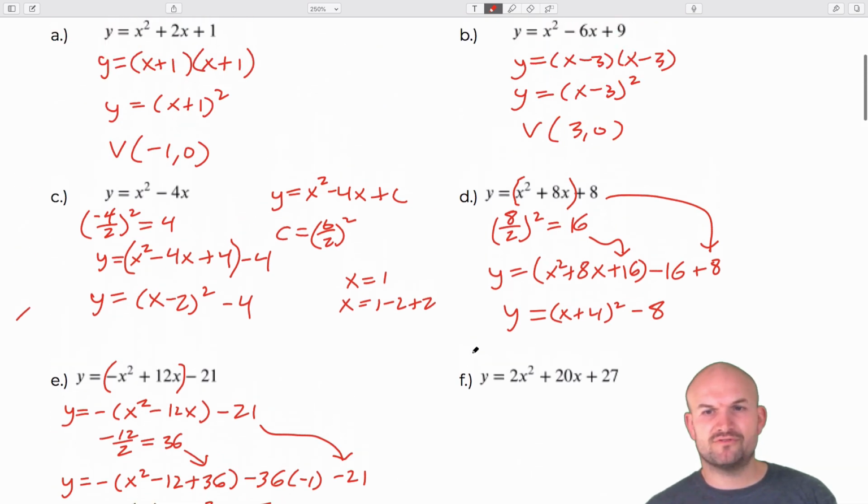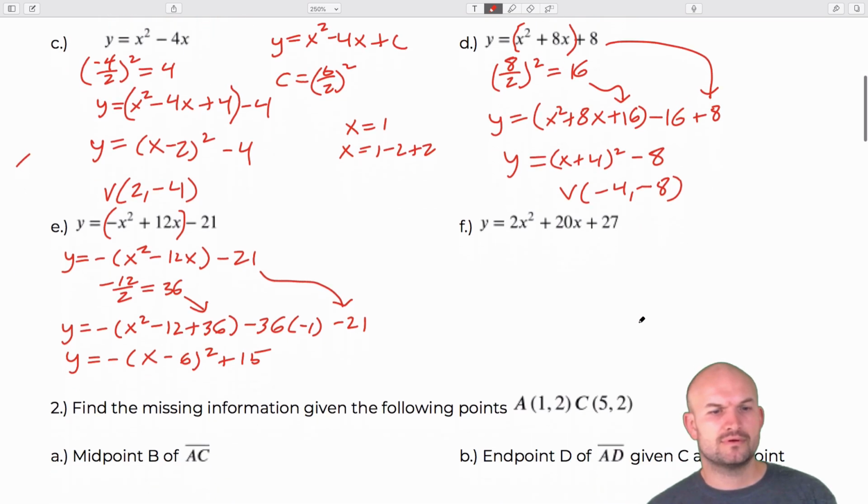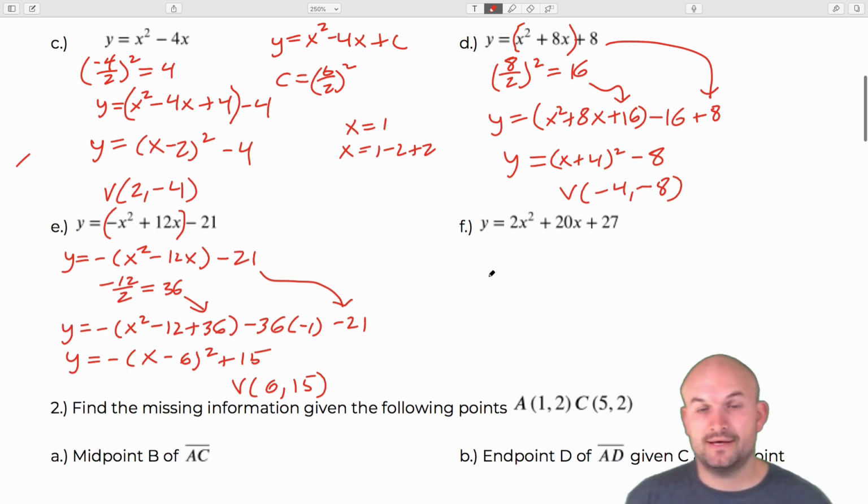All right, let's go back and write the vertex here. So the vertex here is going to be 2, negative 4. The vertex here is going to be negative 4, negative 8. The vertex here is going to be positive 6, 15. All right, so let's do the next one.